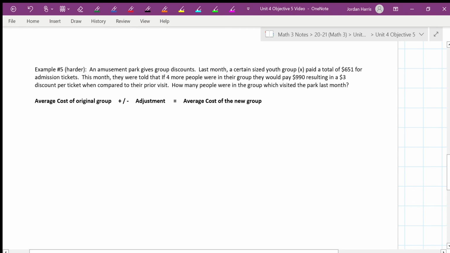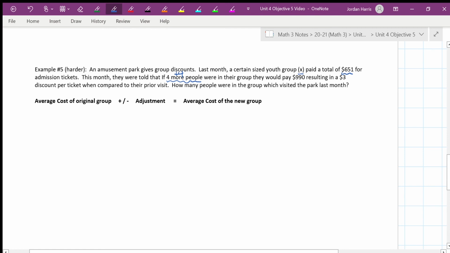An amusement park gives group discounts. Last month, a certain sized youth group paid a total of $651 for admission tickets. This month, they were told that if 4 more people were in their group, okay, so I should actually be underlining things. So we have x, the number of people in the original group, a total of 651, not the average, the total.